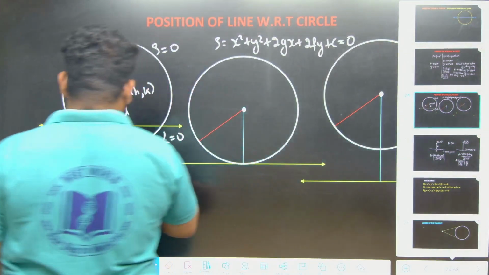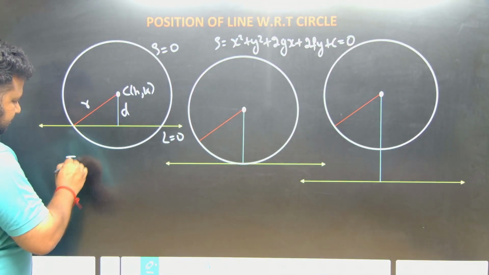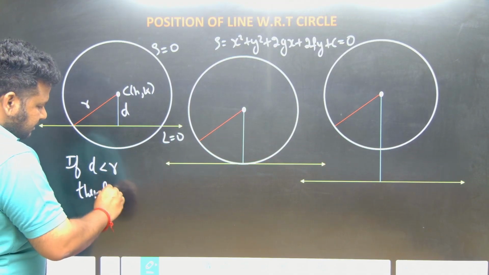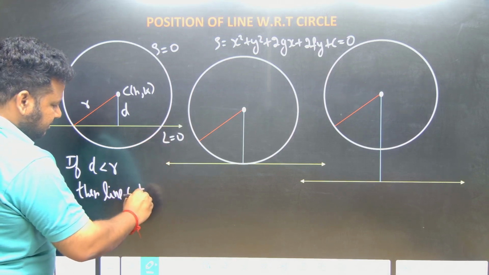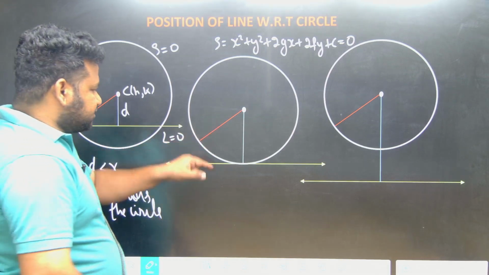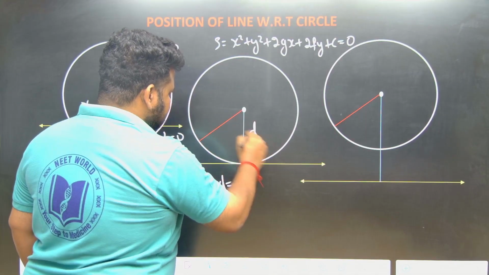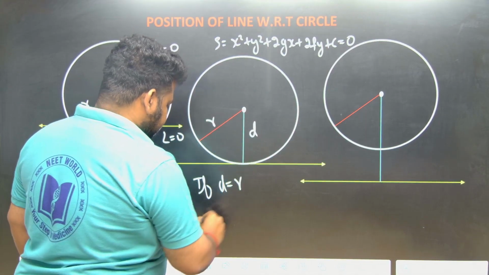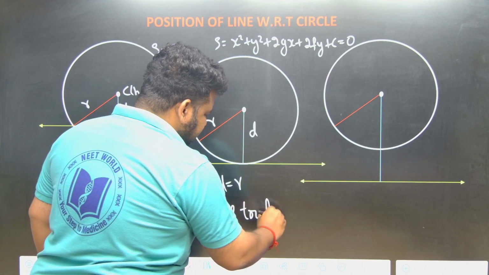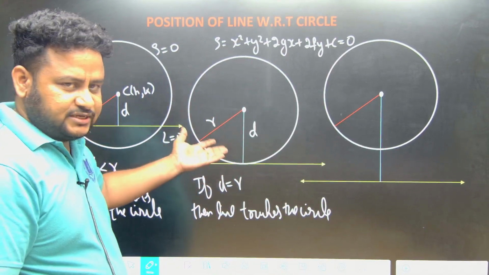Now, on finding the distance d, if d is less than the radius, then the line L cuts the circle. Similarly, if the distance d is equal to the radius, then the line touches the circle, it does not cut the circle, that means it is a tangent to the circle. That is the second condition here.